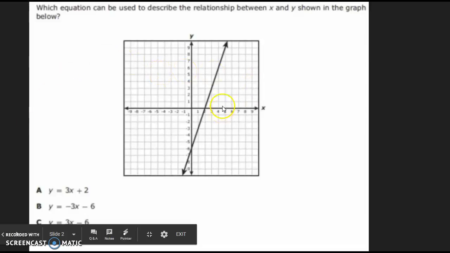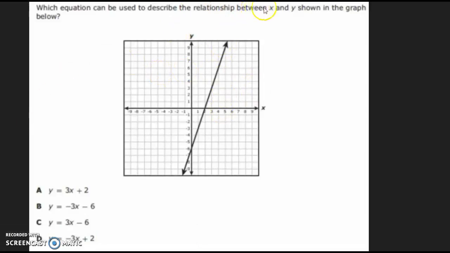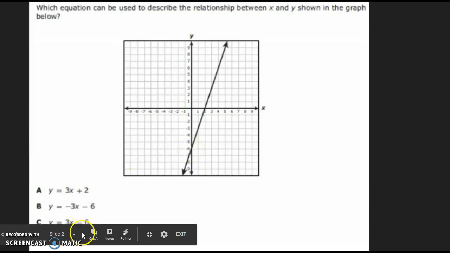Okay, on this slide, when it asks you to describe the relationship as shown in the graph, the first thing that you should always check for is to see if you can see what the y-intercept is. In this case, it's right there. And that's what your equation, if it's in y equals mx plus b form, should end in, because your y-intercept is b.